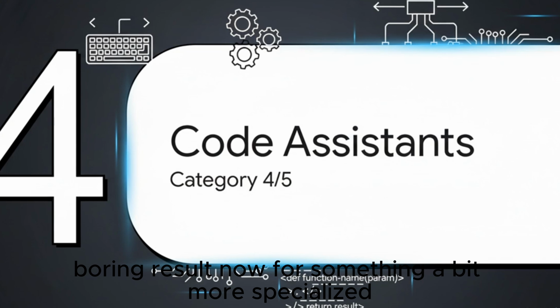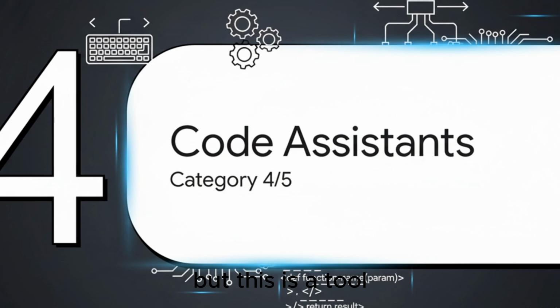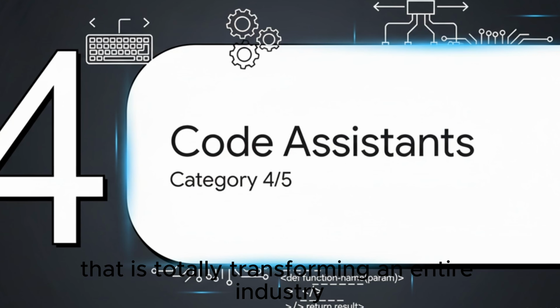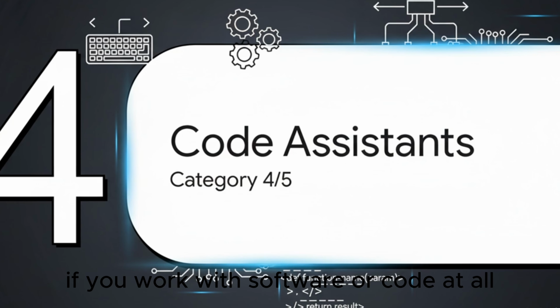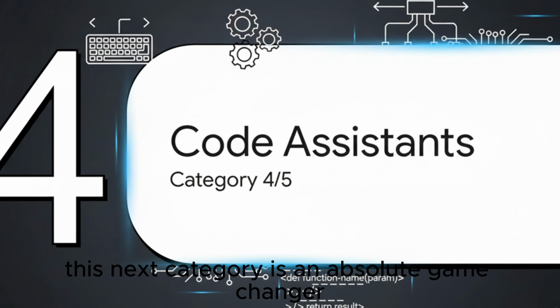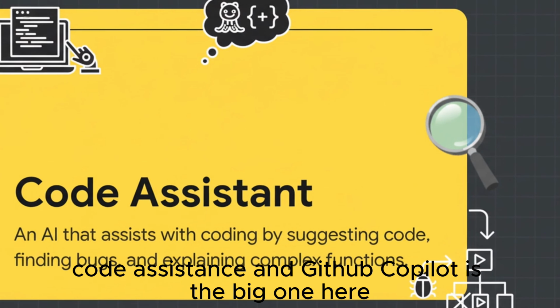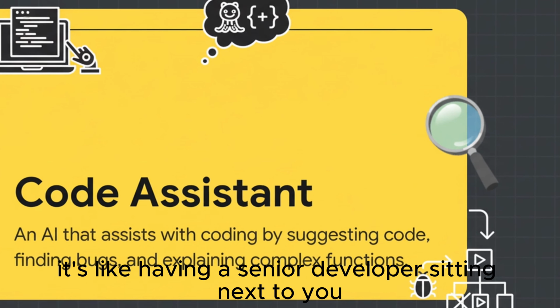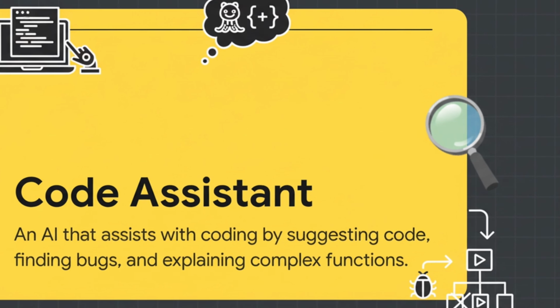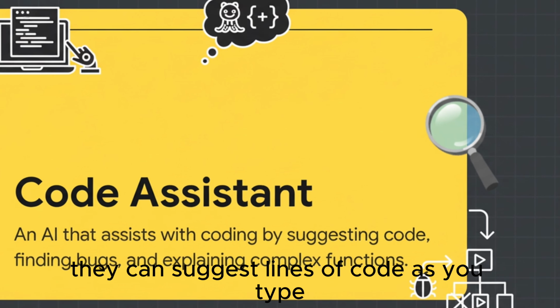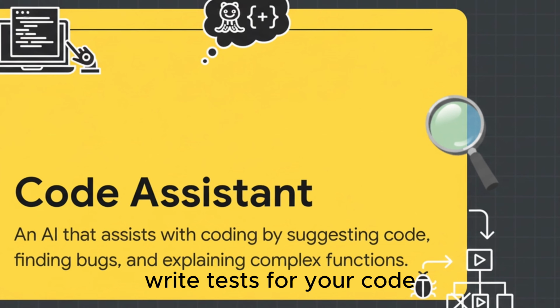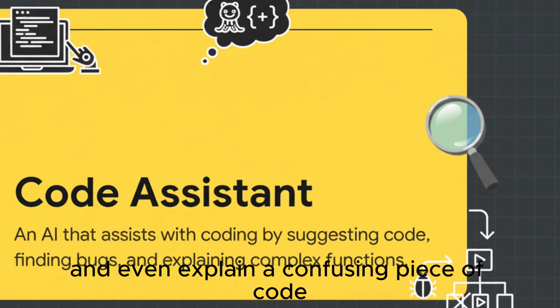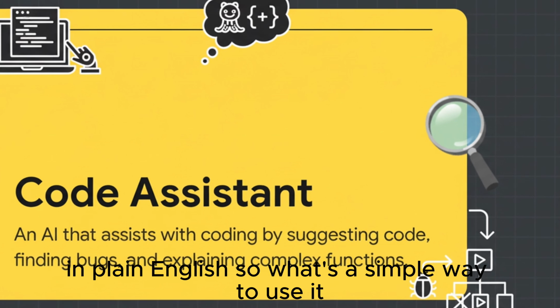Now for something a bit more specialized, but this is a tool that is totally transforming an entire industry. If you work with software or code at all, this next category is an absolute game changer. Code assistants, and GitHub Copilot is the big one here, basically act as your AI pair programmer. It's like having a senior developer sitting next to you. They can suggest lines of code as you type, help you find and fix bugs, write tests for your code, and even explain a confusing piece of code in plain English.